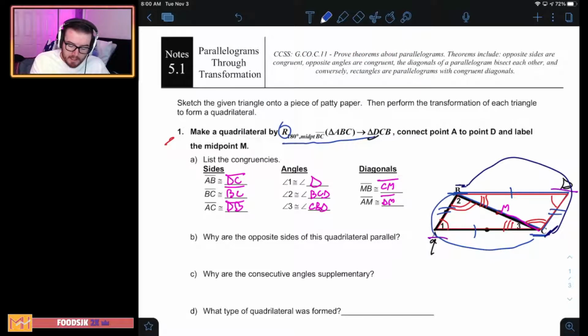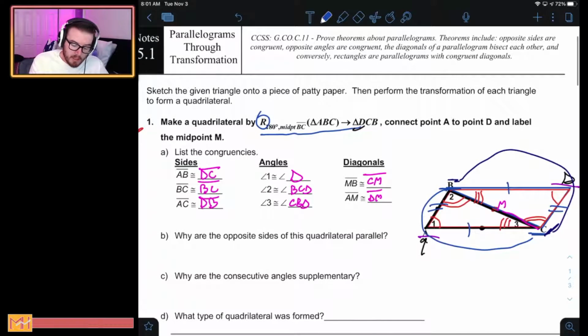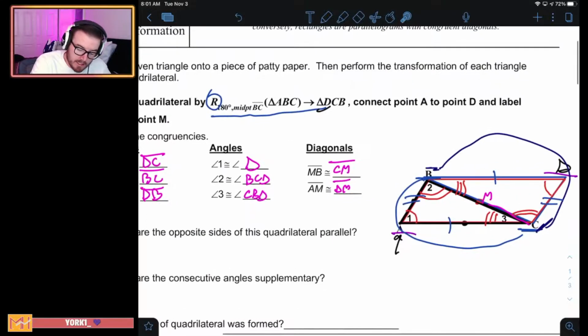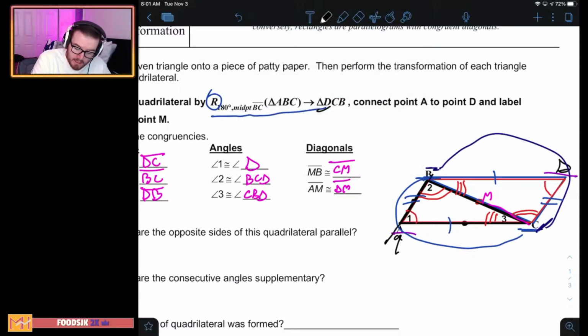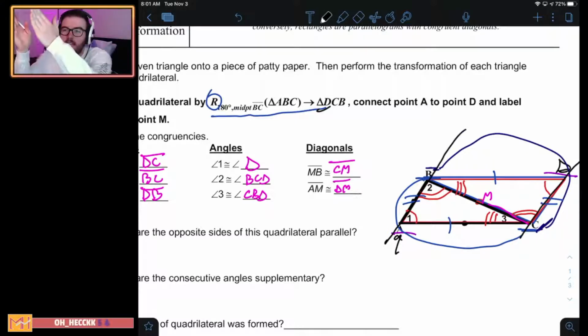Why are the opposite sides of the quadrilateral parallel? This is a parallelogram after all, that I'm trying to show you here. And we want to look at this and determine why the opposite sides are parallel. You might look at this and go, well, they look like it. And I'm glad that you think that, right? That this side and this side will never intersect, right? They're going off forever at the exact same slope.